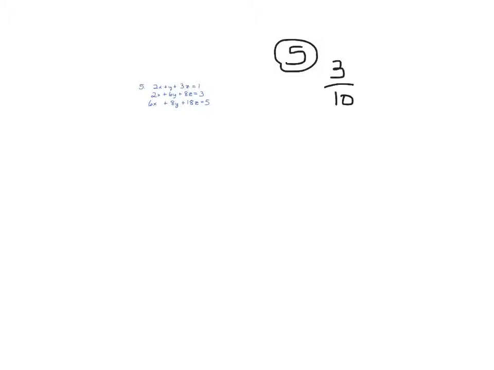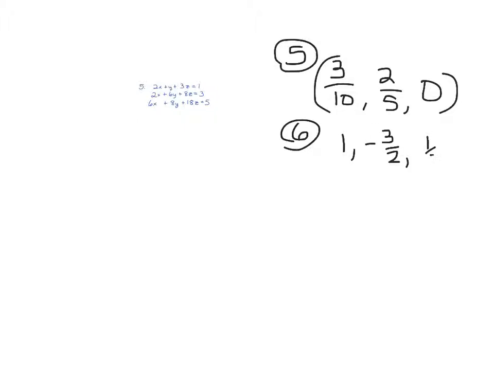and find your mistake. So for number 5, the answer for the ordered triple you should be getting is 3/10 for X, 2/5 for Y, and 0 for Z. For number 6, the ordered triple is going to be 1, -3/2, and 1/2. I'm going to work them out, but I want you to try them right now. And if you're making a mistake and you can't figure out where you've gone wrong, raise your hand and I'll come and help you. Okay, so I'm going to explain what I did for number 5.